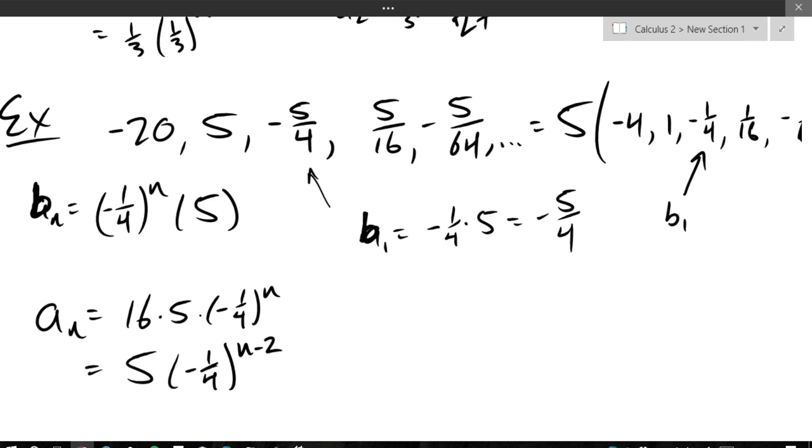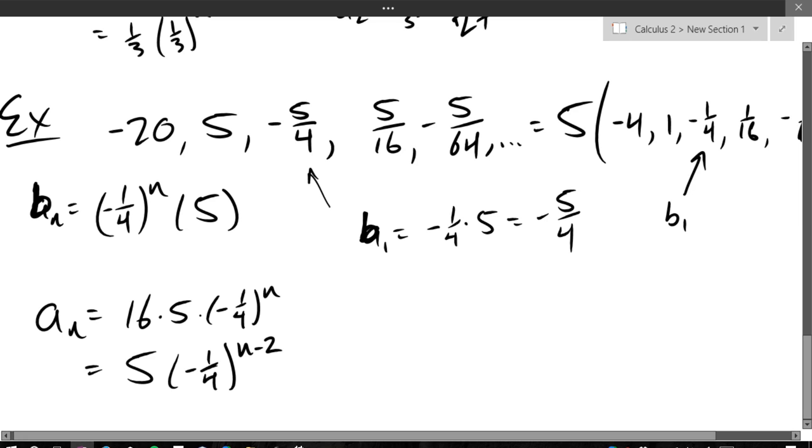Now if you're not sure if it should be plus 2 or minus 2, I recommend guess and check. See what you think it should be, and then plug it in. It takes only probably 5 seconds to plug in 1 and see what you get right here.